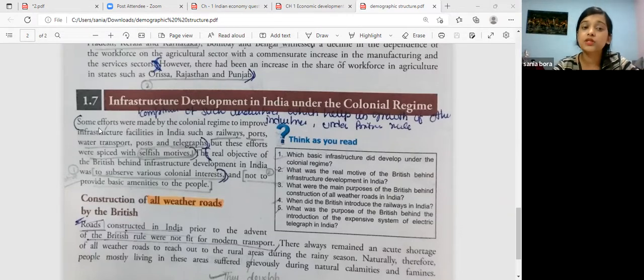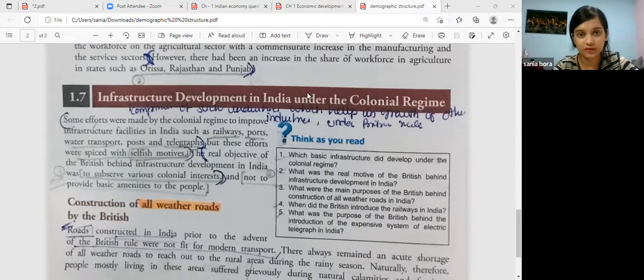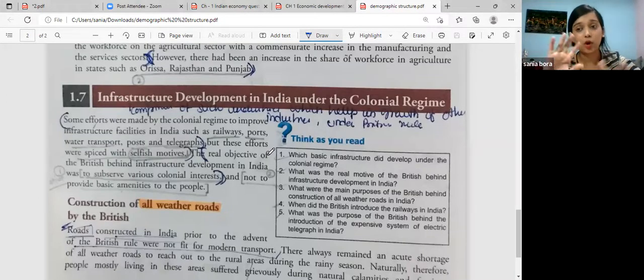Okay. So, some efforts were made by the colonial regime to improve infrastructure facilities in India, such as railways, ports, water transport, post, and telegraph. But these efforts were spiced with selfish motive. They introduced railways, ports, and all those things, but they had their selfish motive. Okay.